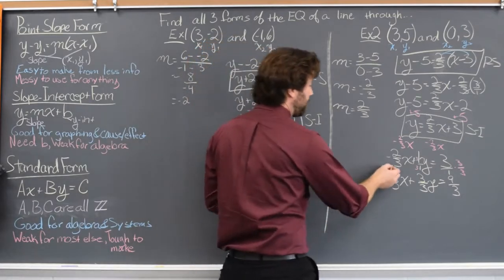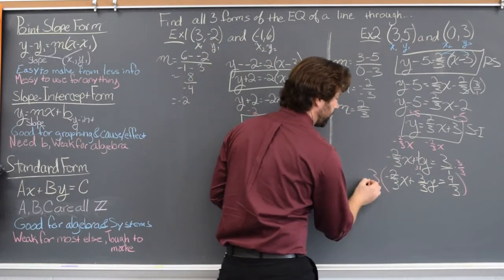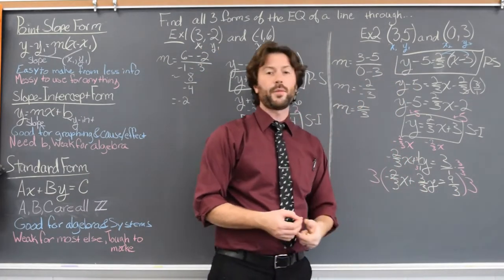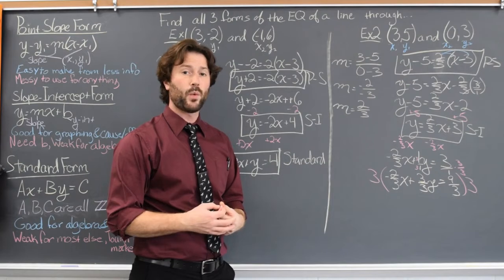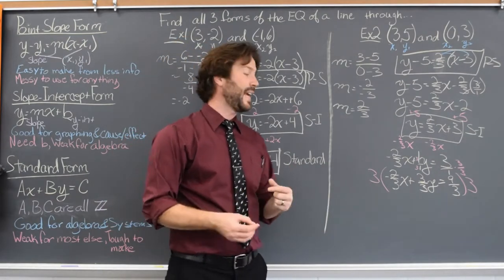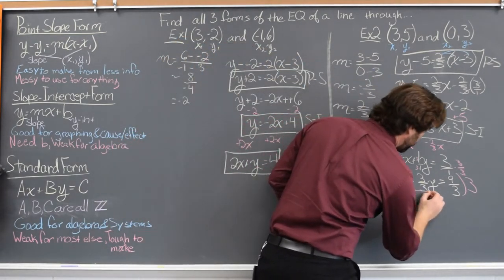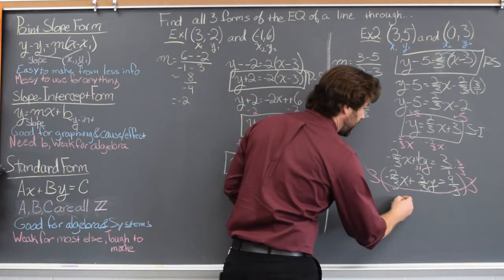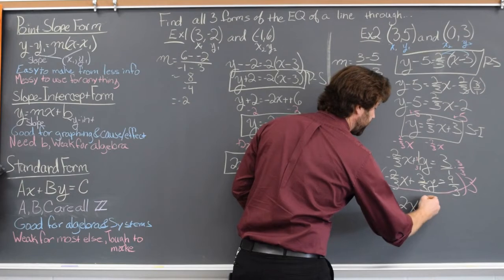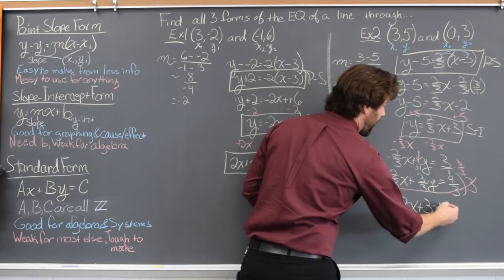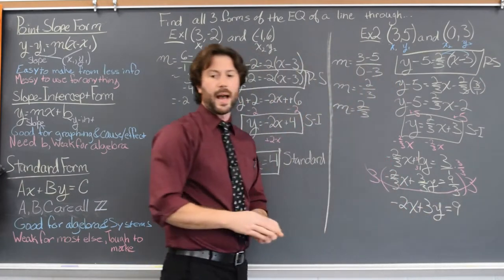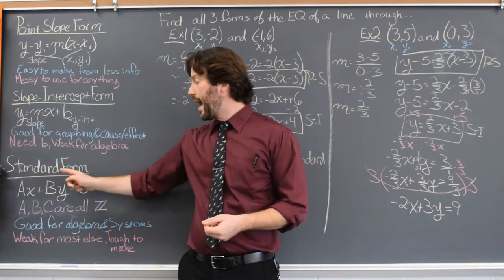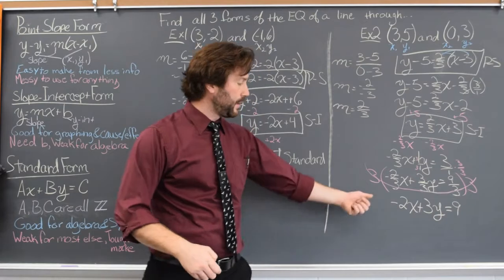We're going to multiply both sides of this equation by 3. Whatever this common denominator is for all three of those terms, we multiply both sides of the equation by it. Now what this does for us is cancel all of those denominators all at once. And what we're left with is negative 2x plus 3y equals 9. Okay, now this is standard form. ax plus by equals c, and they're all integers. Here we go.